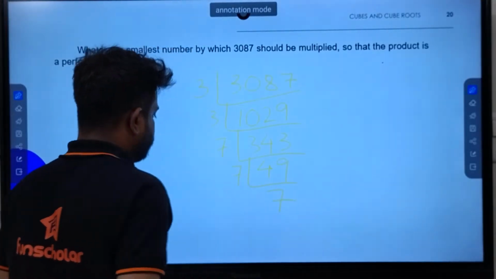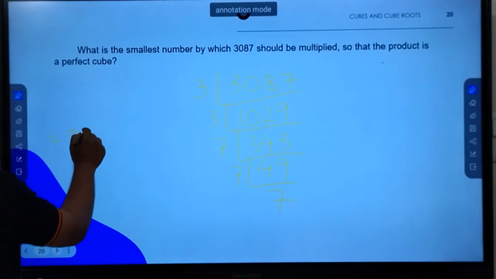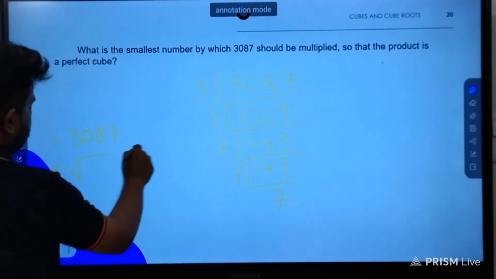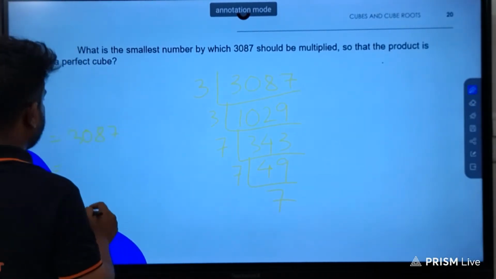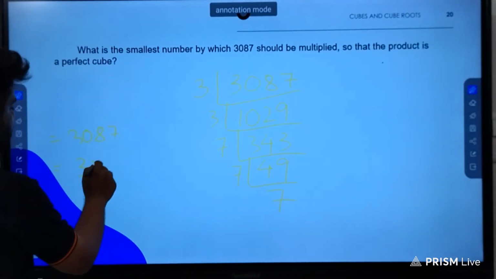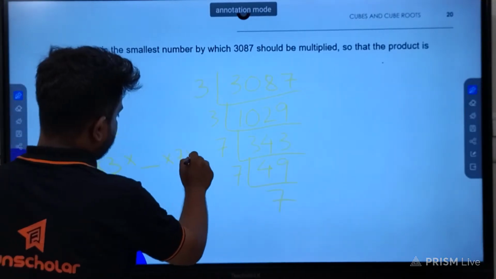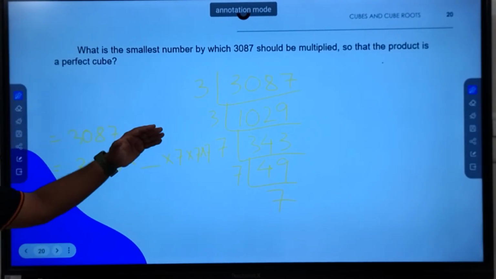Just like the previous one. Okay, so for this number 3087 we already got 3 into 3 into something into 7 into 7 into 7. This is the number we have got.